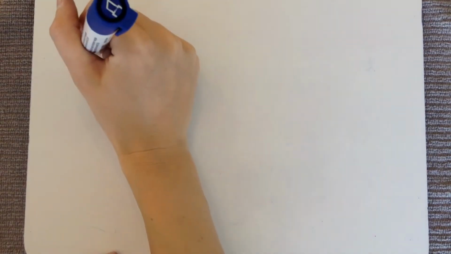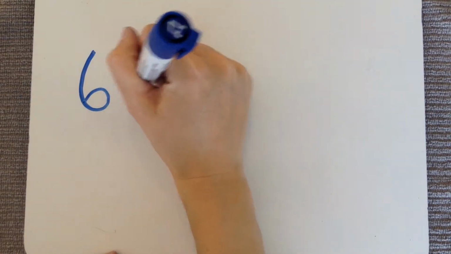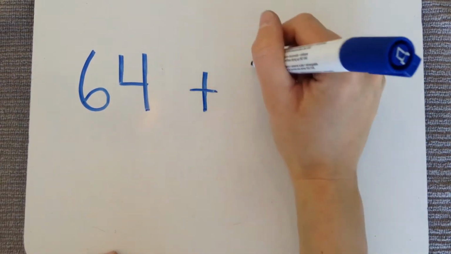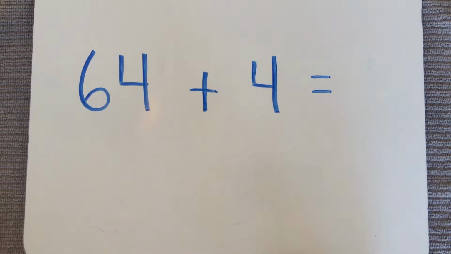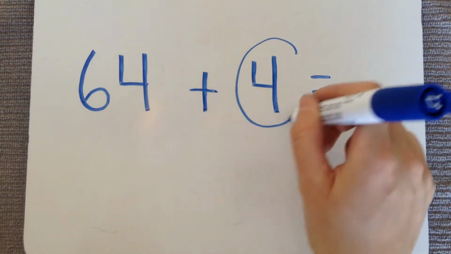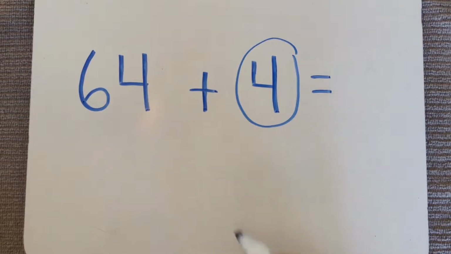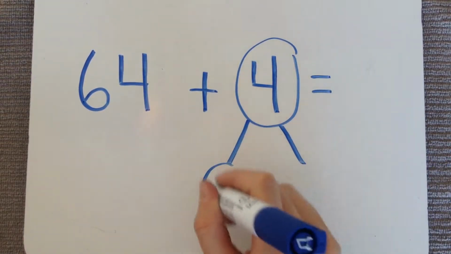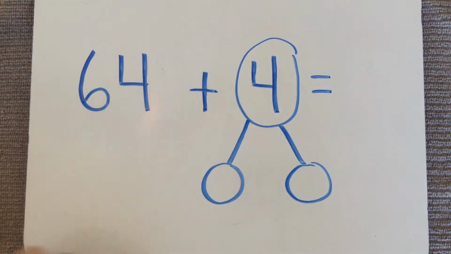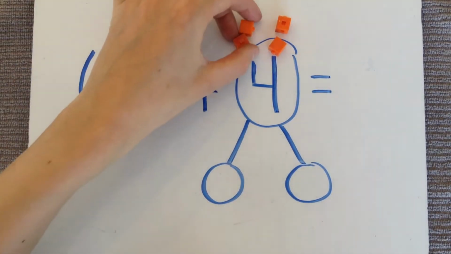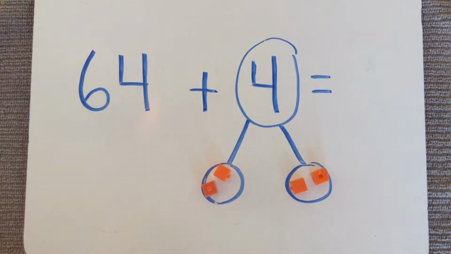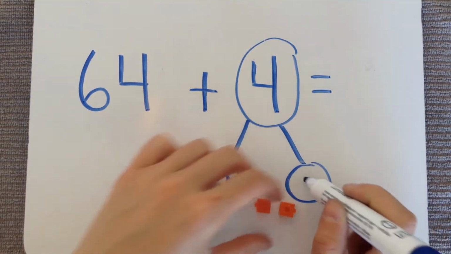Let's take a look at this question. 64 plus 4. I'm going to circle the number 4. I'm going to disguise it and write it in a different way. So instead of saying 64 plus 4, I can think about it like this. 64 plus 2 plus 2 more. You see 4 is the same as 2 and 2.